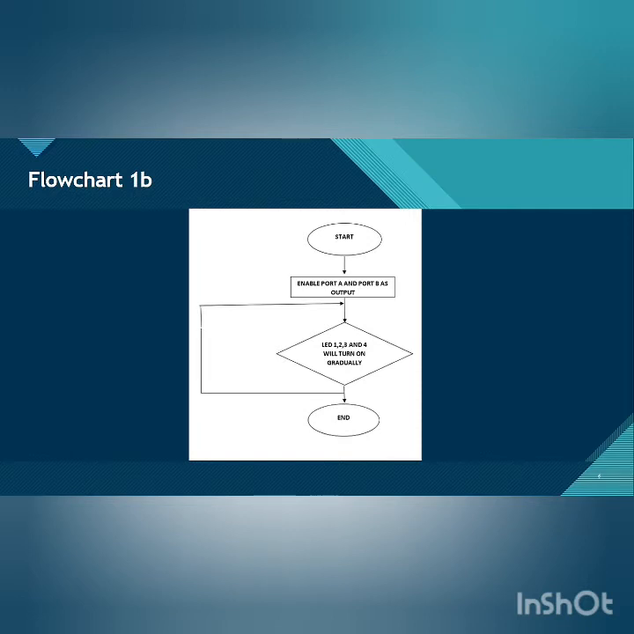It will begin with start, and then we enable port A and port B as an output, and then we just change in the diamond, just like before this. It will turn on, but now it will gradually turn on, which is LED 1, 2, 3 and 4 will turn on gradually, and the process will repeat, and then it will go to the end of the process.